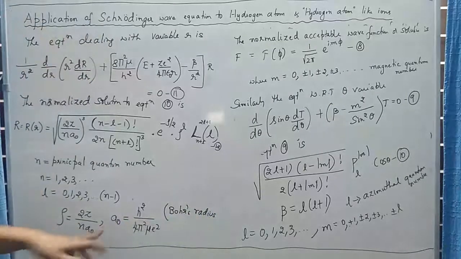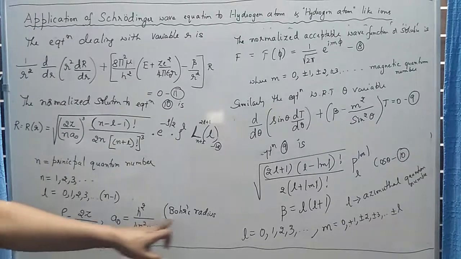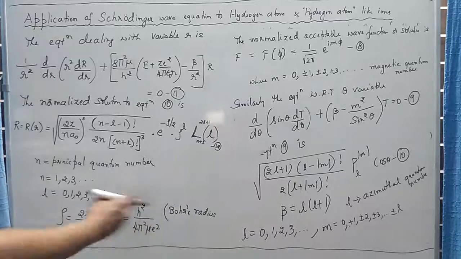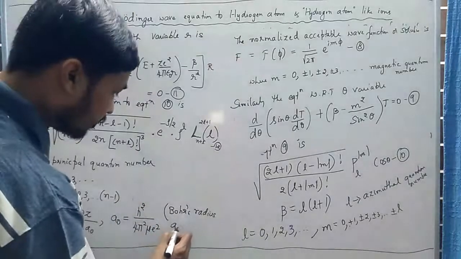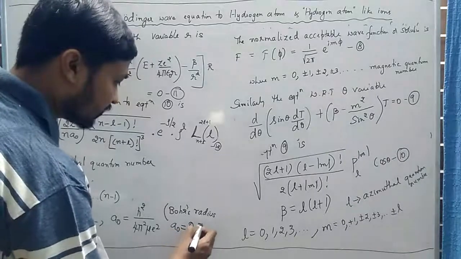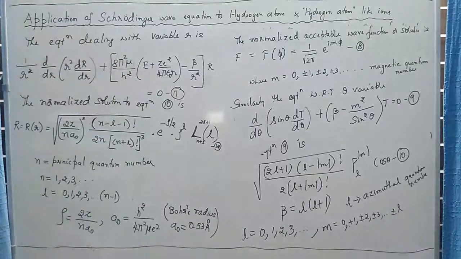It is nothing but the radius of the first circular orbit of the hydrogen atom according to Bohr's model. a naught represents Bohr's radius, which is the radius of the first or the ground state circular orbit of the Bohr model of the hydrogen atom. If you substitute all these known values, you can calculate the value of a naught, which is equal to 0.53 angstroms.